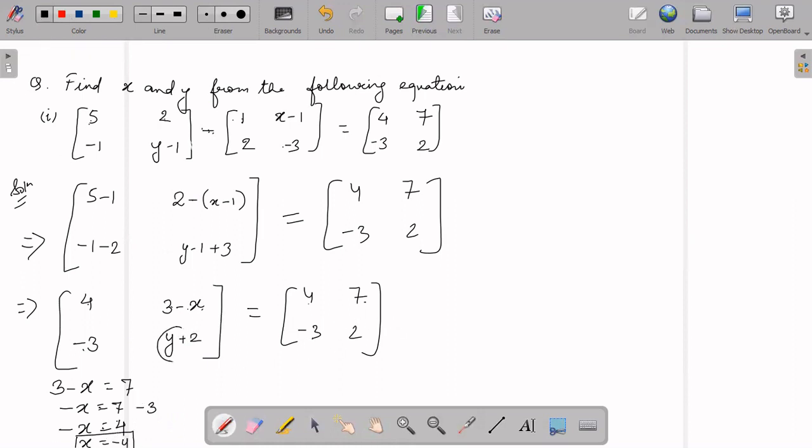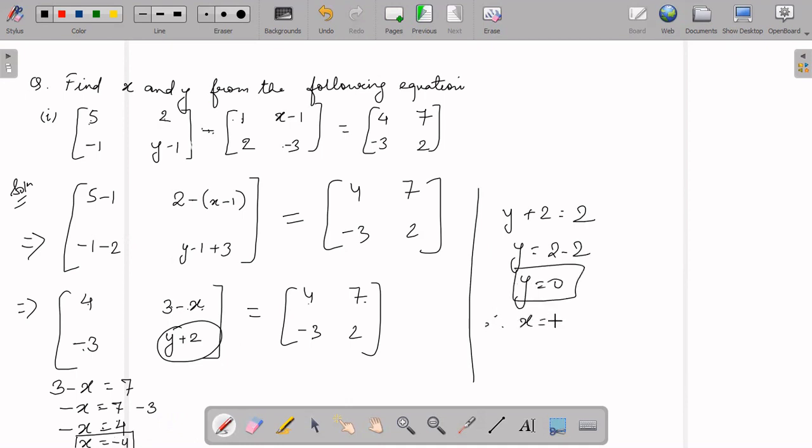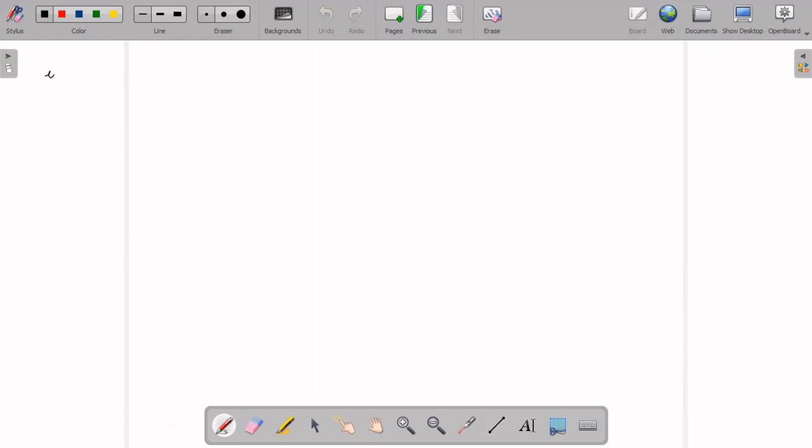And now y plus 2 is 2. So y is 2 minus 2, which is 0. तो हमें फाइनली आ गया that x is minus 4 and y is 0. यही है आंसर. See how simple it is. So ये first part था. Now second part of the same question.